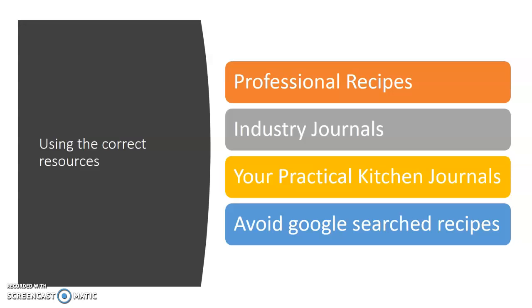Where can you get those? Industry journals can be very good. So the Australian Bakery Magazine can be a very good source, as well as sources from the Australian Chefs Federation. Your practical kitchen journals that you used in basics, intermediate and superior during your Cert 3 are an excellent source. All the recipes are professional recipes, and they're going to go through all the things that you're going to need to make them complete dishes.